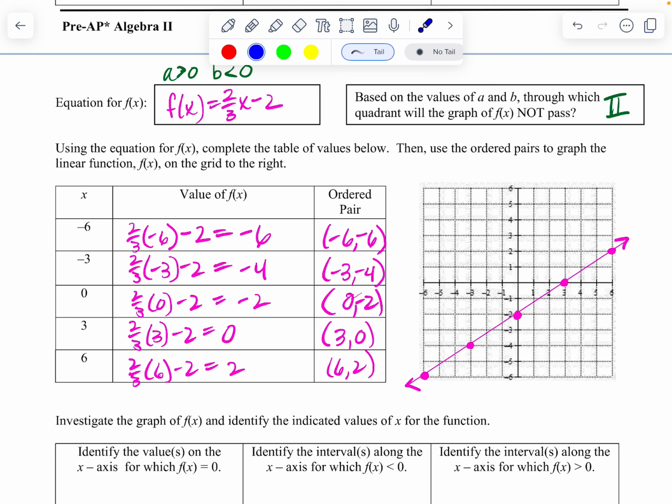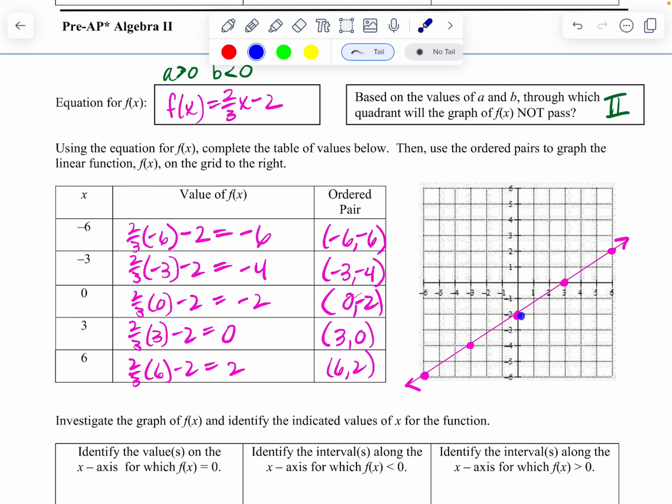All right, now that is one way to graph a function every time. Just pick some values for x, plug them in, get some ordered pairs. We know this is a linear function, so we could use the y-intercept and the slope to graph it. If we did it that way, we would use a y-intercept of negative 2, and then a slope of 2/3, which means we're going to rise 2, run 3.